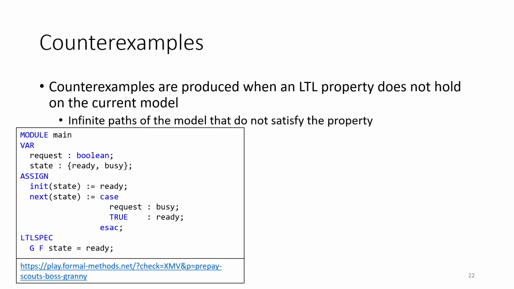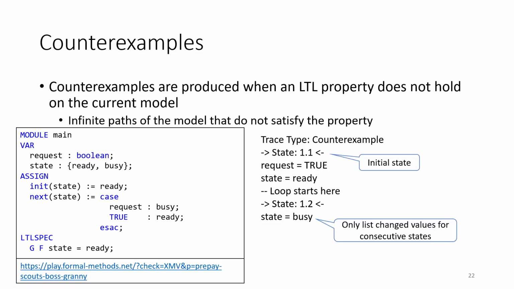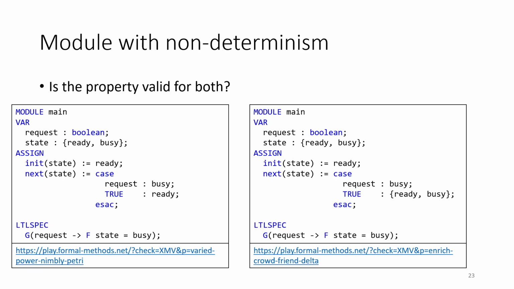So that's the way to read those counterexamples. We have the initial states, and then it only lists the updates of the values, but everything else remains at the value that we had seen. And of course, if we have non-determinism, it just remains the same. We just have potentially more traces.